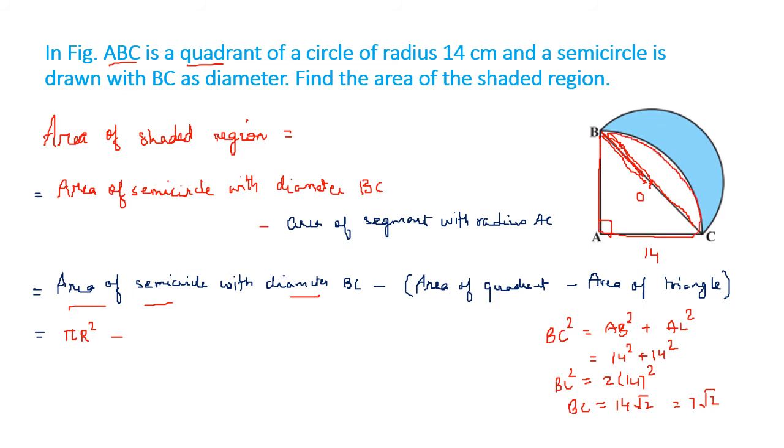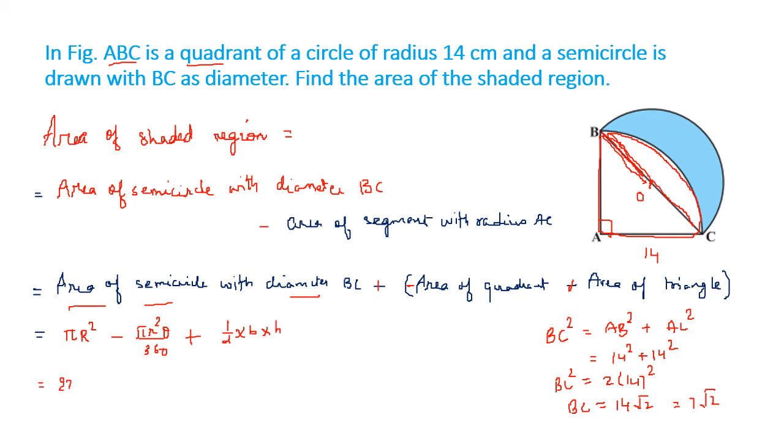That is, I'll write down pi r square theta upon 360, where r is 40. And I open the bracket, this minus and this minus will become plus. So plus area of triangle, which means half base into altitude.